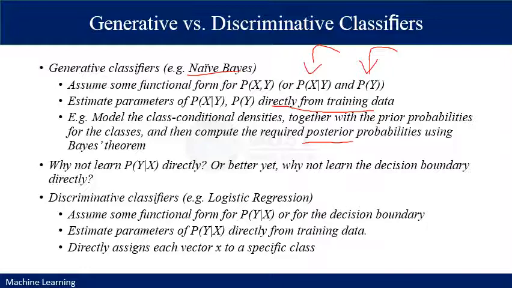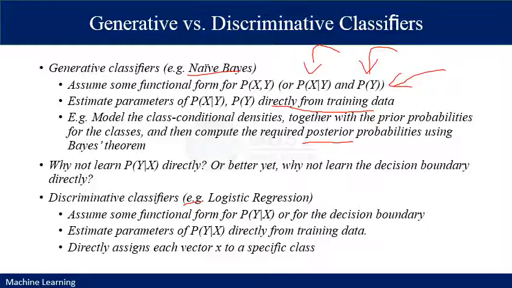In simpler terms, you should have another method to learn these probabilities without the prior estimates. So why not learn the posterior probabilities directly? Or better yet, why not learn the decision boundary directly, which differentiates different kinds of classes or labels? For that we have discriminative classifiers. For this case we use a common discriminative classifier, which is logistic regression.